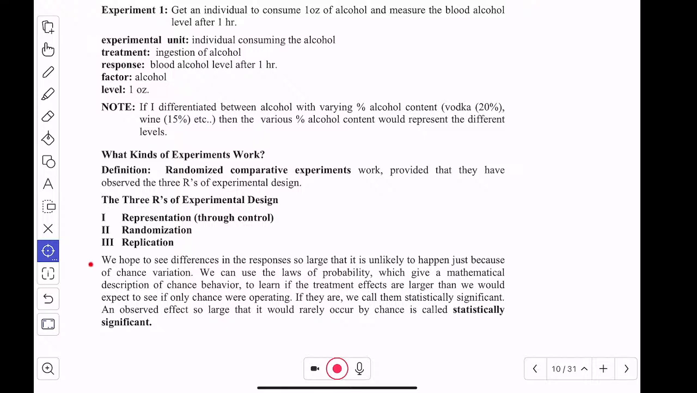We hope to see differences in the responses so large that it is unlikely to happen just because of chance variation. We can use the laws of probability, which give a mathematical description of chance behavior, to learn if the treatment effects are larger than we would expect to see if only chance were operating. Okay, so if they are, we call them statistically significant. An observed effect so large that it would rarely occur by chance is called statistically significant. So by the end of the course, you'll know how to identify a statistically significant effect.